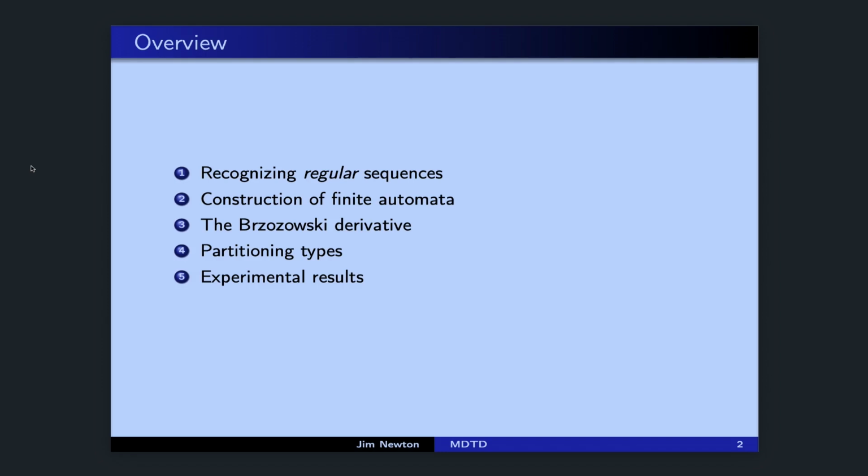No sense. So I need to set up a bit of a context. So the first section is about recognizing sequences. I want to show what I mean about sequence recognition. To do this particular type of sequence recognition, we use a certain type of finite automata, which I will explain. To do it, the particular construction that's interesting, we use a technique called the Brzozowski derivative, which again I have to explain before the context for the particular algorithm will make sense. And at the end, I have some experimental results that were satisfactory.